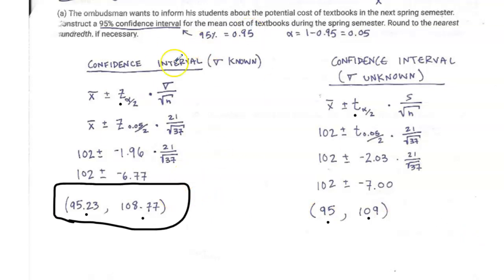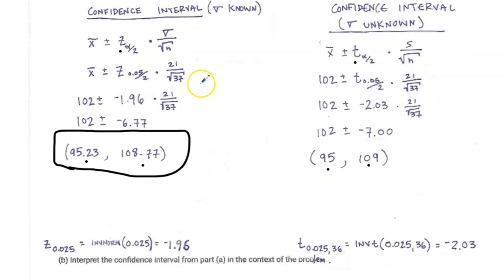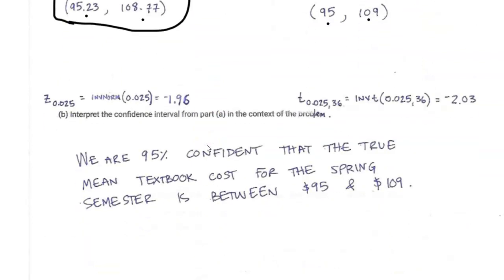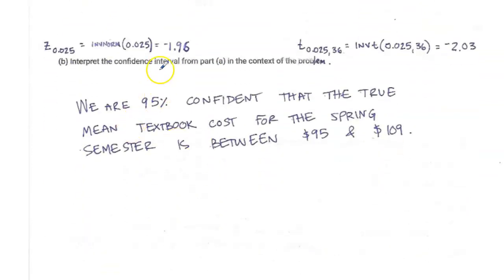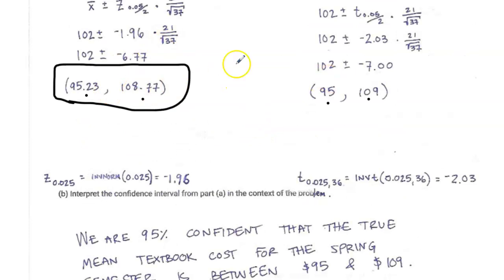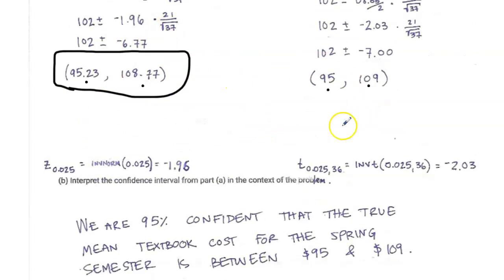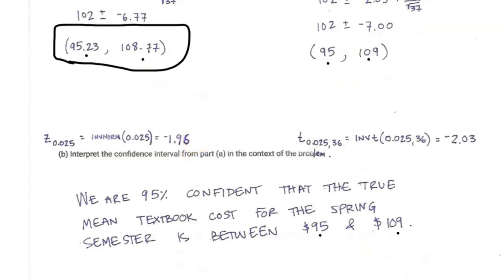However, if you did this procedure on the final, you would get some credit for that because you're using an assumption that is not true, but all your other math should be good. And also, regardless of the result here, you are able to interpret it in the same way. We're 95% confident that the true mean textbook cost for the spring semester is between, here we're using the correct values, 95 and 109. Again, if you use these numbers, 95.23 and 108.77, you'd be close. So you'd lose a little bit of credit, but you'd be close.